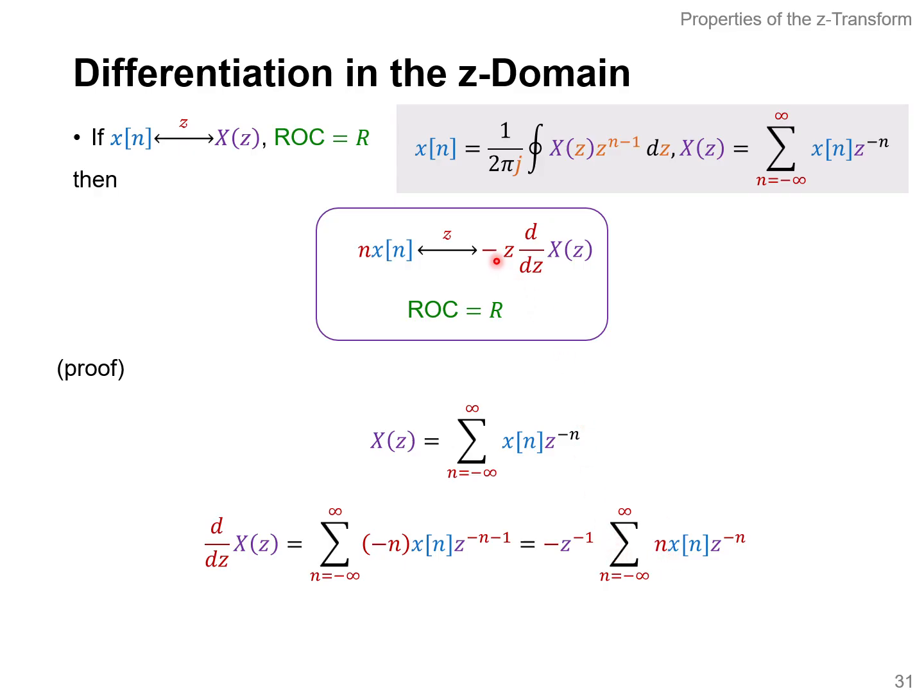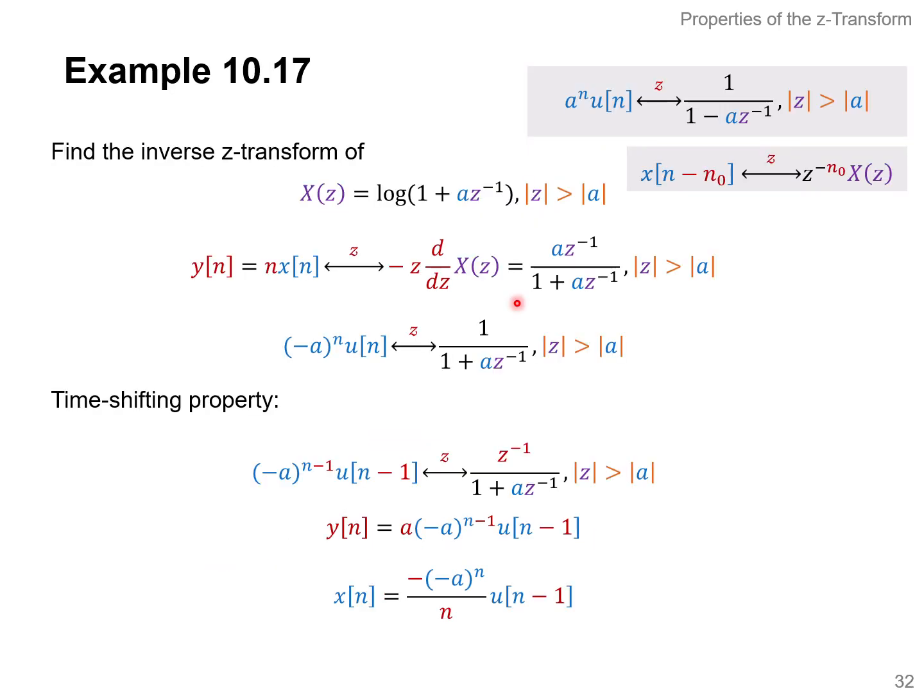So the key takeaway is simple. Time domain multiplication by n turns into differentiation in the z domain. This property is very useful when analyzing systems related to change or dynamics. Now let's see this example.